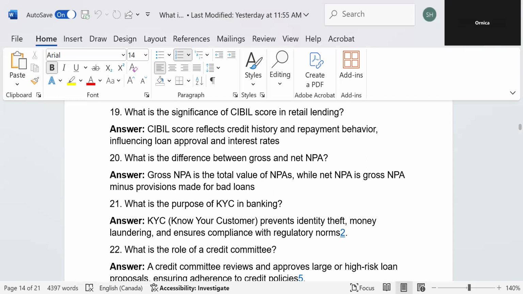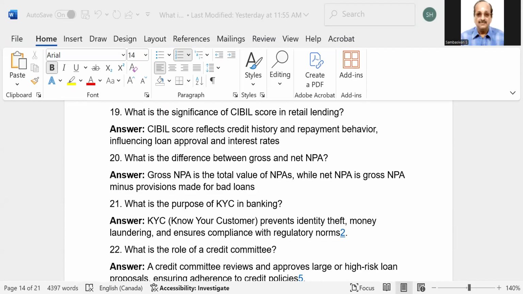Sir, can I ask one question here? What is more beneficial for bank, issuing a BG or issuing an LC? It all depends on the type of transactions, the relationship you have with the customer, and the demand of the beneficiary. Normally, in the case of exports, you can't make guarantee. You require only LC.